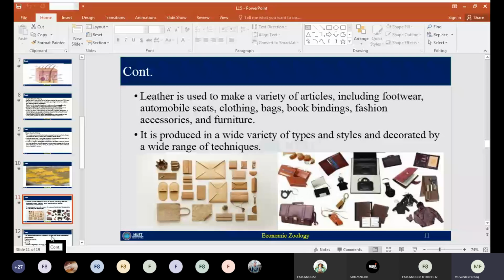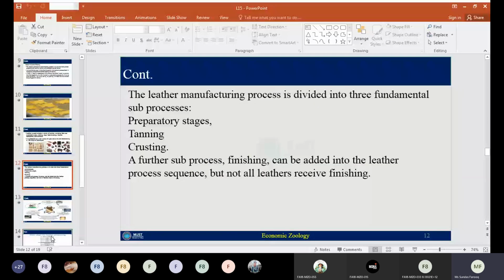If we want to study the manufacturing process of different types of leather, it is divided into three fundamental sub processes. The number one process is a kind of preparatory stage, and the next are tanning and then crusting. A further sub process, finishing, can be added into the leather process in sequence, but not all leathers receive finishing.